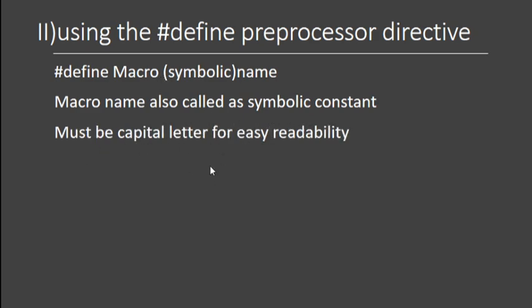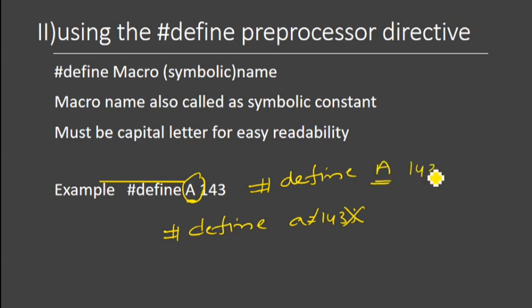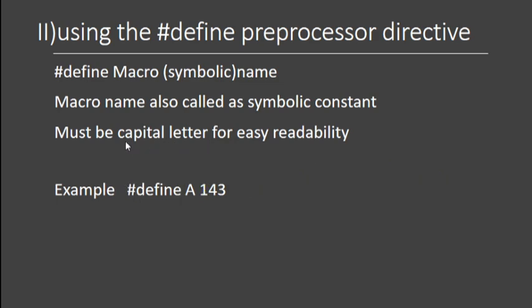A macro name must be written in capital letters because there is no special meaning to this, but it gives easy readability. So we can declare like this also: #define A 143. No semicolon, no equal sign. It is not allowed because it is a macro. So only I should write #define, small letters for define, capital A. Capital letters are for easy readability for users. Okay, this is the declaration.